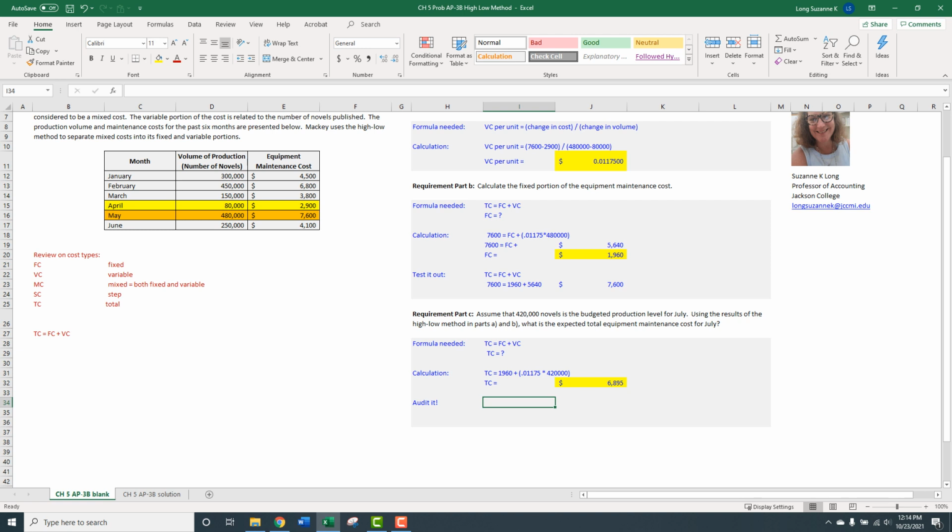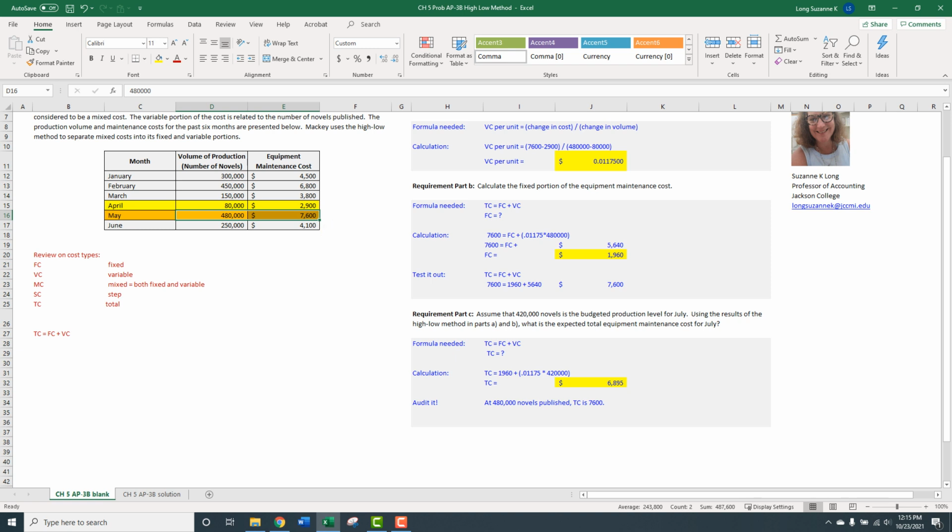At 480,000 novels, our total equipment maintenance cost is $7,600. At 480,000 novels produced, published, let's say published, total cost is $7,600. So I'm using a sentence to state this information. At 480,000 novels quantity, our total cost is $7,600.